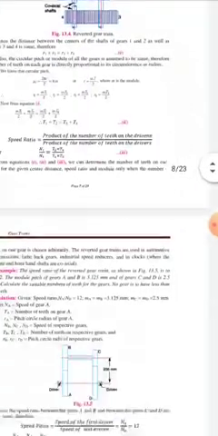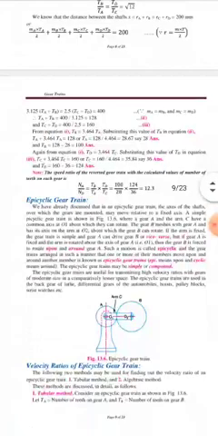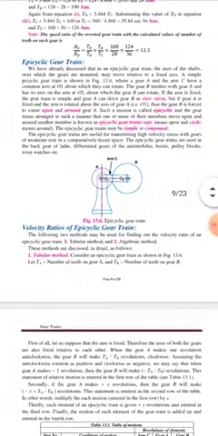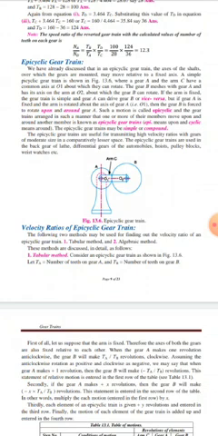Now we come to the epicyclic gear train that we are going to start. In an epicyclic gear train, one shaft can rotate about another shaft. In other words, we can say one shaft can move around another shaft. So, this type of gear train is called an epicyclic gear train.